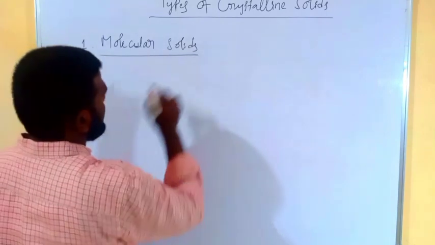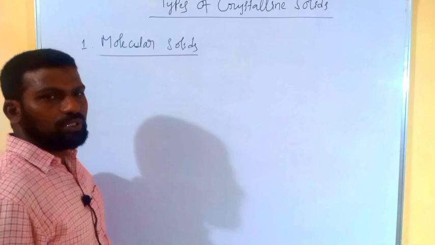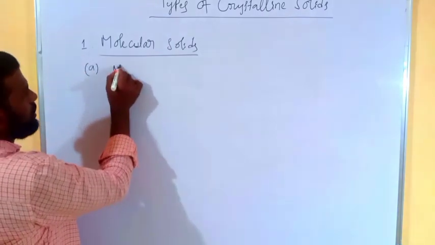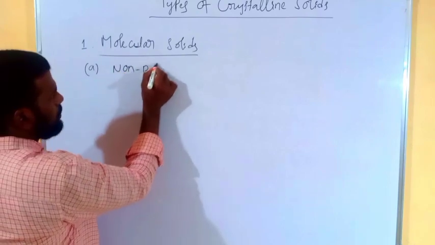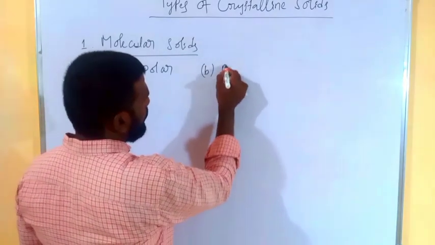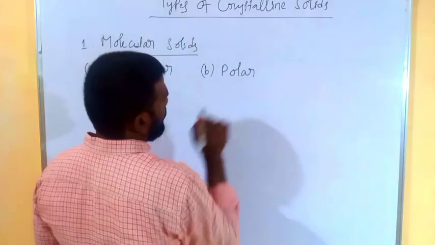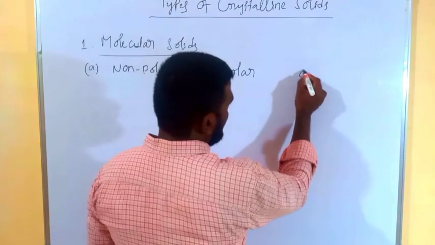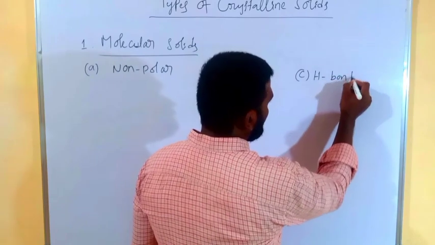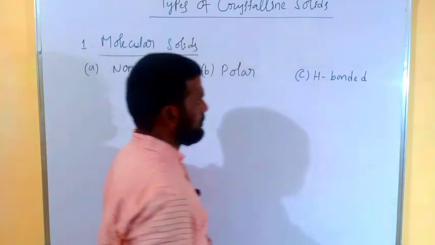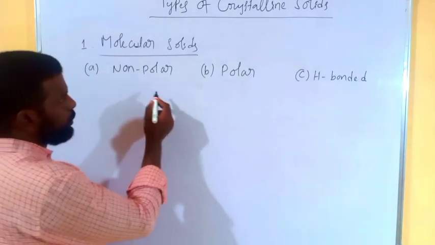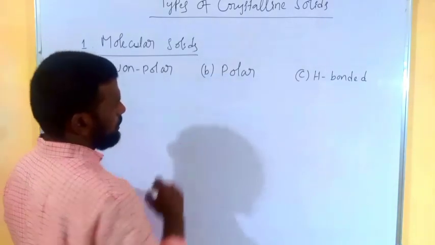These molecular solids are further divided into three types. Number one, non-polar solids. Number two, polar solids. And number three, hydrogen bonded solids. Okay, first let us try to understand what are non-polar solids and polar solids.